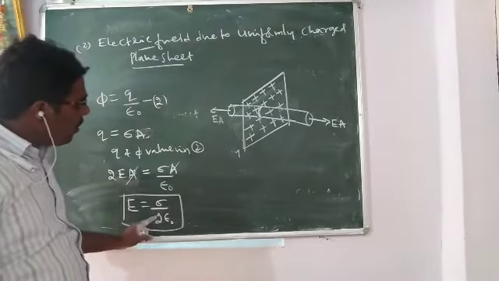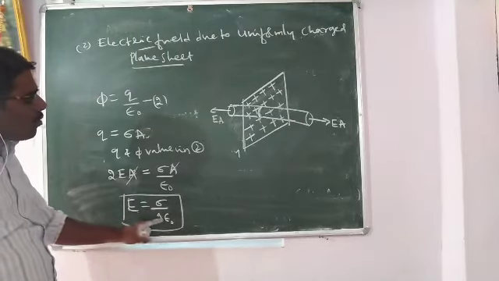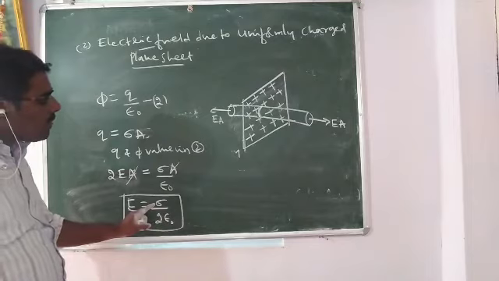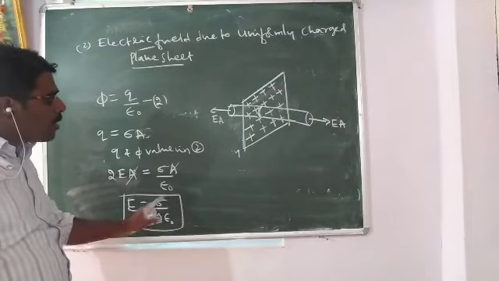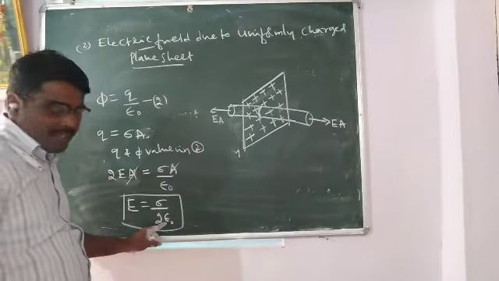This is the expression for electric field due to a uniformly charged plane sheet: sigma by 2 epsilon naught. Sigma is called surface charge density, the charge per unit area of the surface. Epsilon naught is the permittivity of free space.